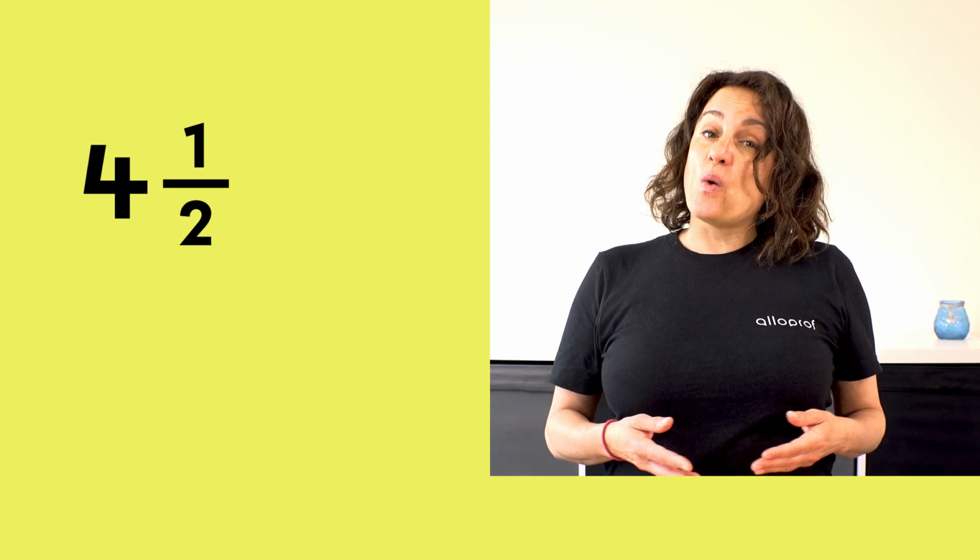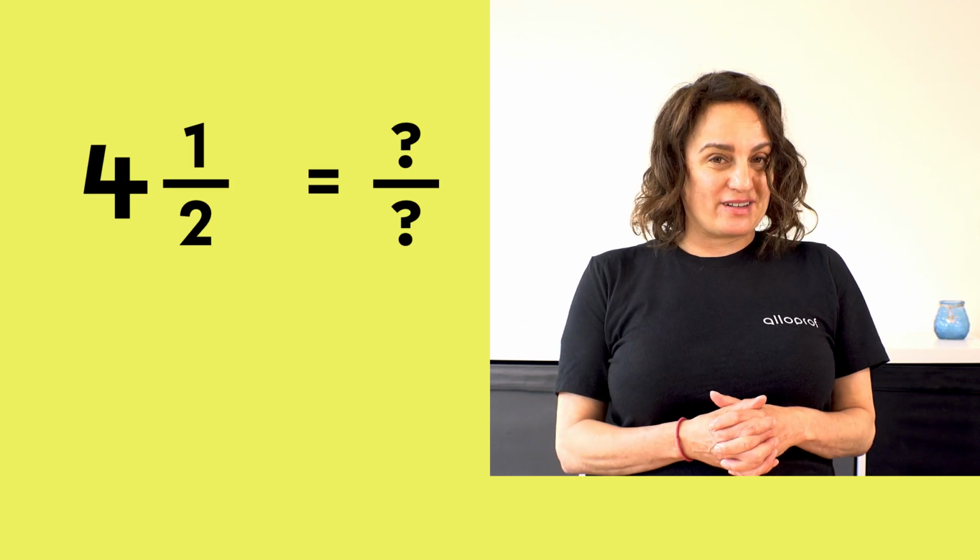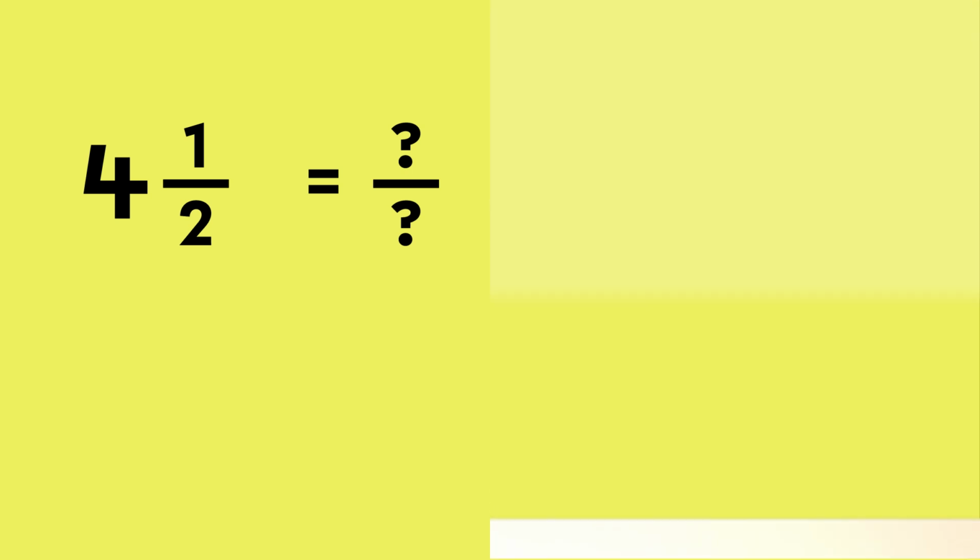Now, I'll show you how to convert the mixed number 4 and 1/2 into a fraction. Let's go. First, I have to convert the integer, whole number, into a fraction by putting it over 1. I get 4 over 1.